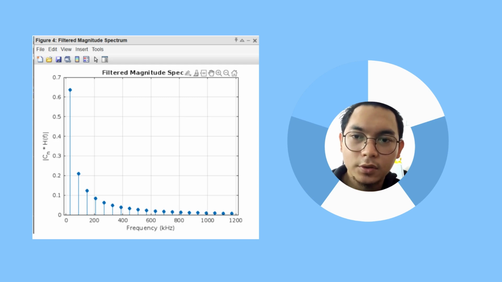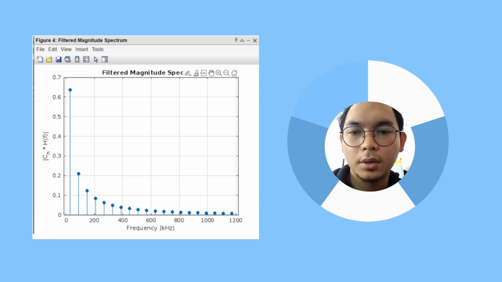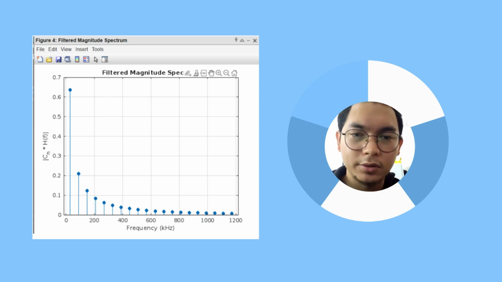As you can see here, we have the filtered magnitude spectrum, which shows the result of applying a low-pass filter to the Fourier series components of the square wave. The x-axis represents the frequency in kilohertz, and the y-axis shows the magnitude of each harmonic component after filtering. As you can see, the first few harmonics are preserved with relatively higher magnitude, particularly the fundamental frequency at 30 kilohertz.